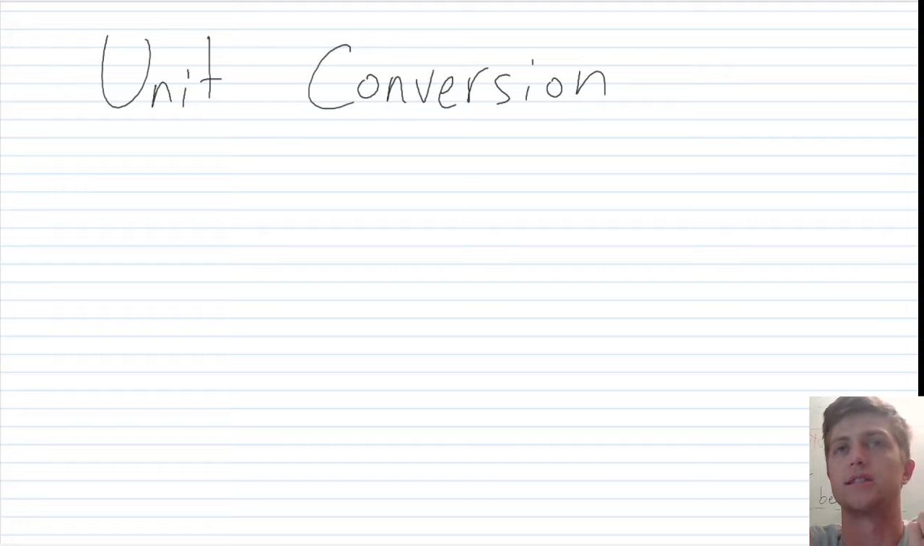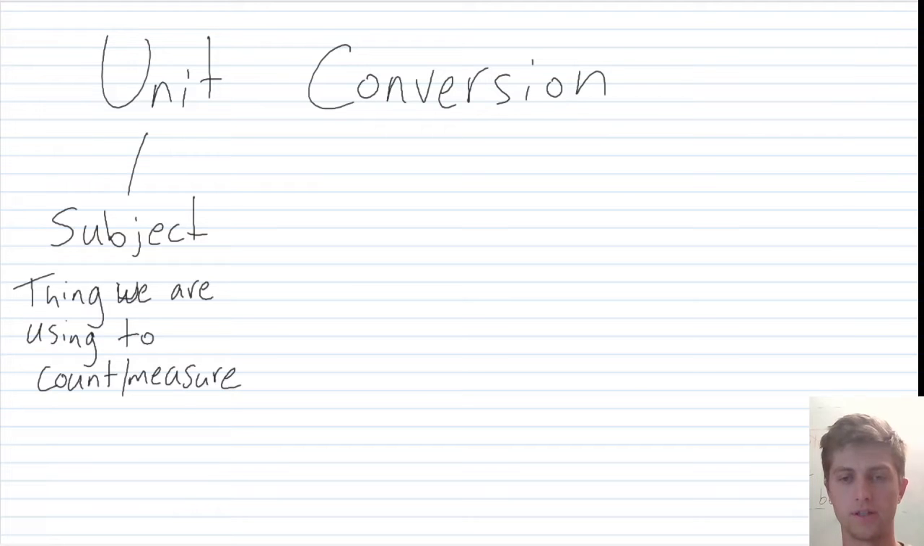If we're measuring distance, it's miles. If we're measuring hairs on your head, it's hairs. It's the subject. It's the thing we're talking about. So conversion. What's a conversion? We're converting something, going from one thing to the other. In the case of units, we are going from one measurement to another.